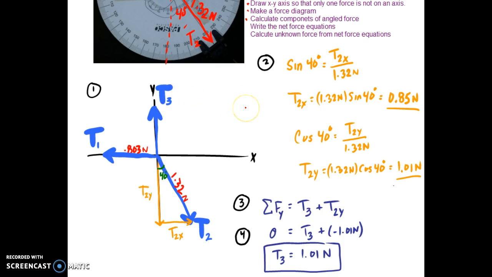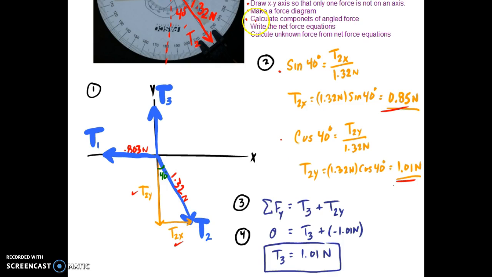We don't have to rotate the axes, and we calculate the components of the tension force 2, and using our sine and cosine, that work is shown over here, and we end up calculating T2y, which is the y component of force T2, and T2x, the x component, and the calculations again are here. Here are the values for the x component and y component.